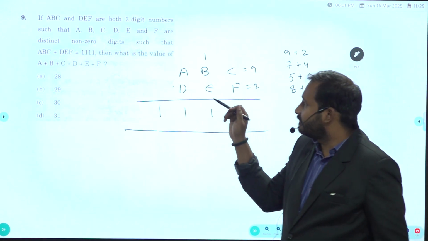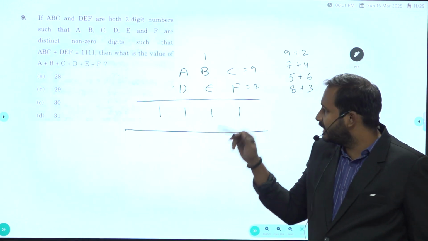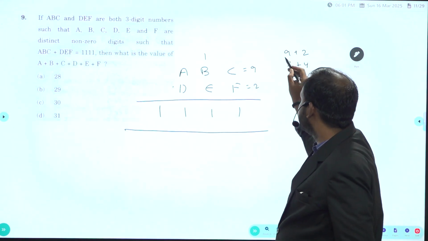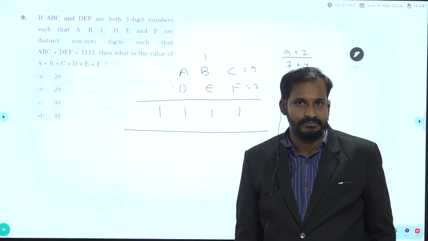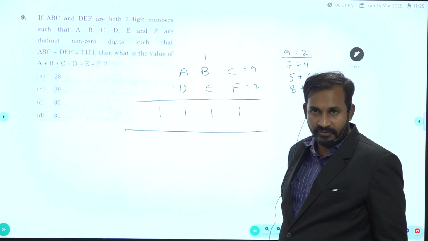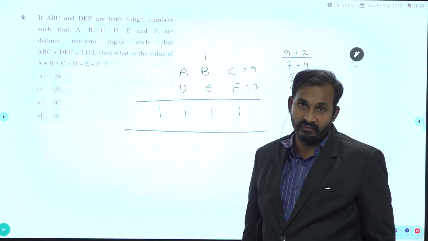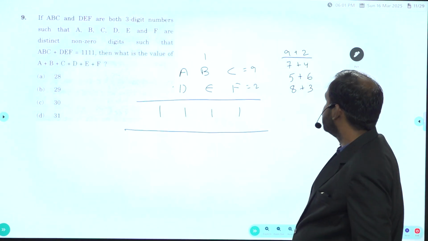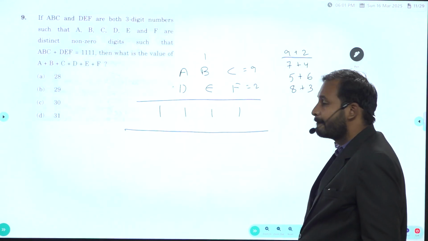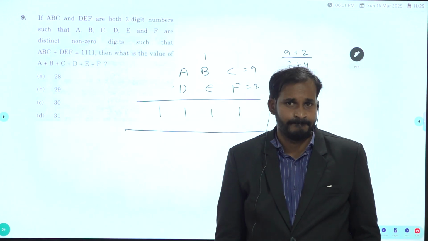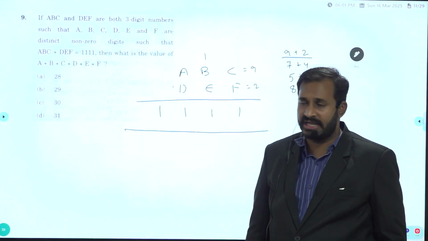And they are very clearly mentioning that all the digits are distinct digits. So, first trial and error, I will take 9 and 2. Now, B, E and 1, the sum should be what? 11. Once again, by adding which numbers, we will get the sum as 11. Here also the same thing. B and E value should be what? 10. The reason is very simple.